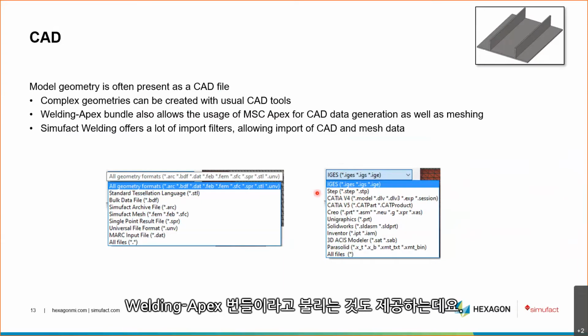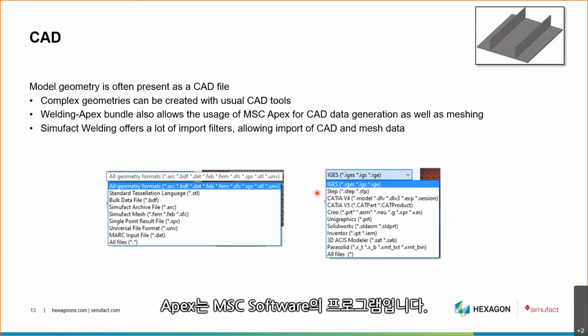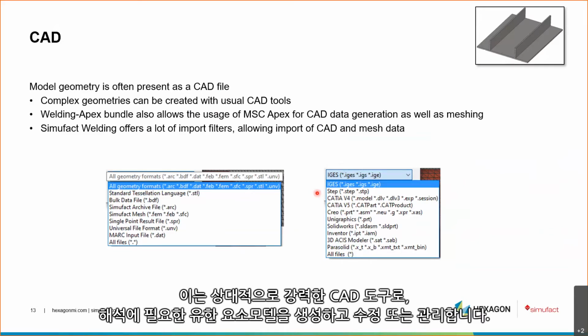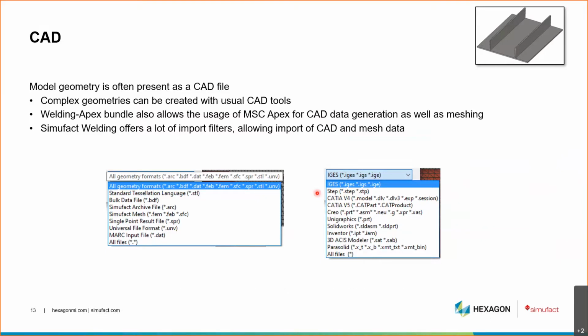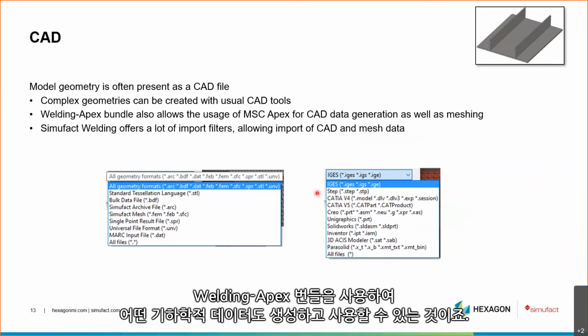We also provide a so-called welding Apex bundle. So Apex is a tool from MSC software, which basically is a relatively powerful CAD tool, which is able to create and manage and edit CAD geometries, as well as create finite element meshes needed for the calculation at the end. So either with these filters or with welding Apex bundle, it is possible to create and use basically any kind of geometrical data you have available.